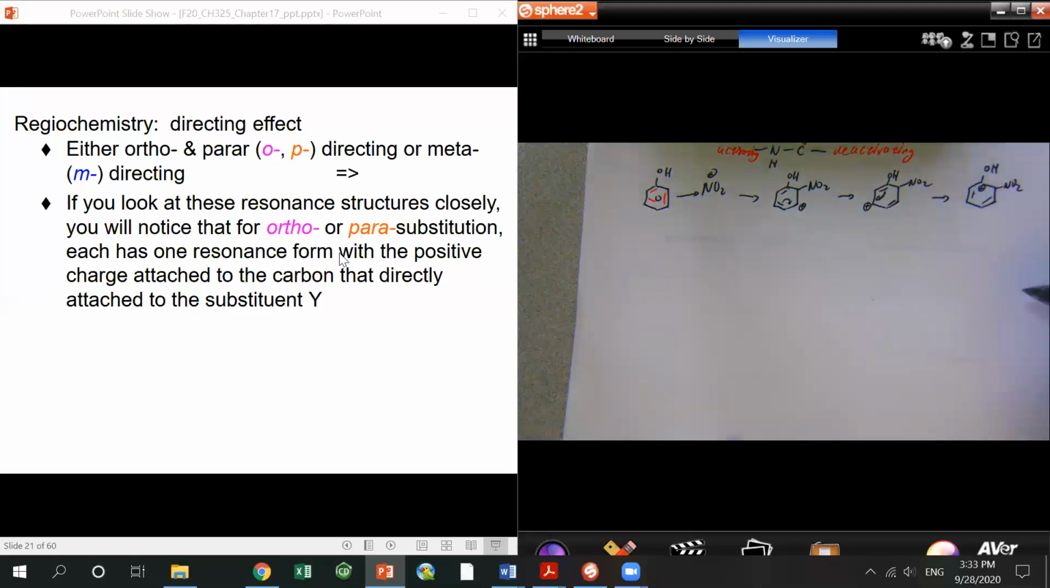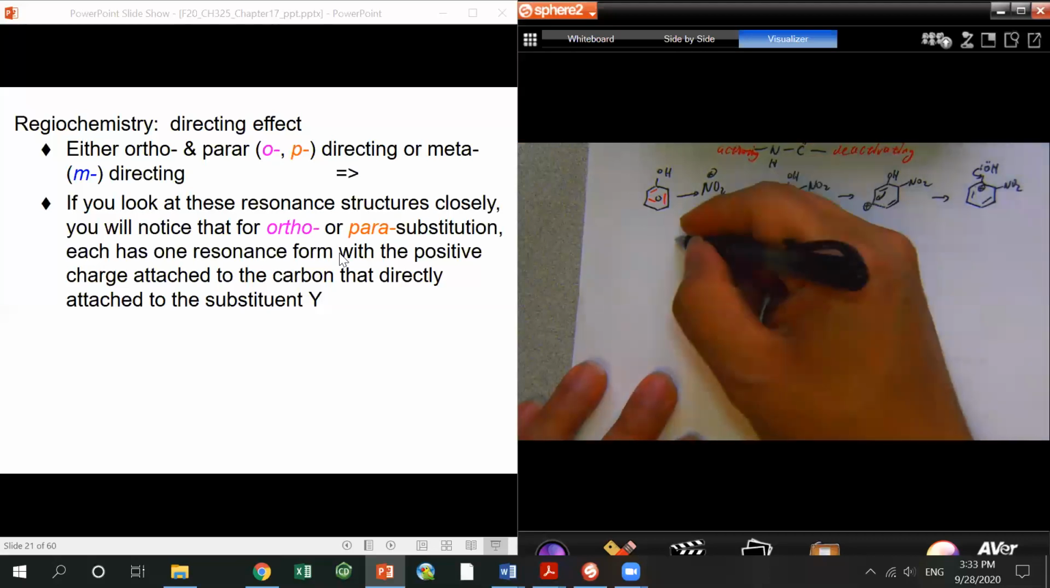For the third resonance structure, you can see clearly the positive charge on the carbon with the OH group attached. The OH group itself is an electron donating group, which we already learned is also called an activating group. The lone pair electrons on the oxygen can donate electrons into this bond, and then you generate the cation, the fourth resonance structure.